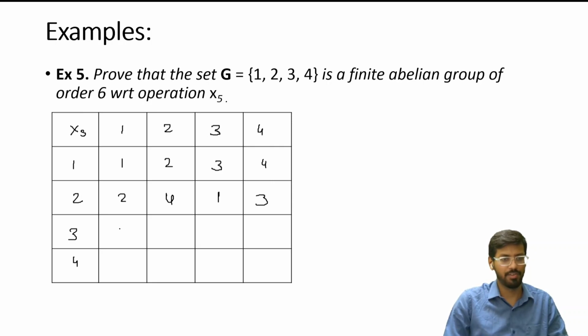Here, 3 multiplied by 1, remainder is 3. 3 multiplied by 2, 6, remainder is 1. 3 multiplied by 3, 9, remainder is 4. And 3 multiplied by 4, remainder is 2. Similarly, 4 multiplied by 1, remainder is 4. 4 multiplied by 2, 8, remainder is 3. 4 multiplied by 3, 12, remainder is 2. 4 multiplied by 4, 16, remainder is 1.